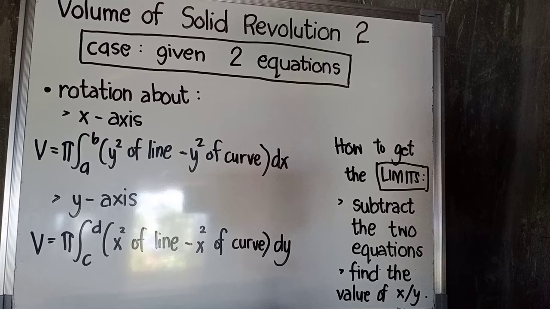So, ngayon, kapag two equations siya, ang ating formula is, pag rotation about x-axis, y pa rin yung ating i-express as y squared. So, y pa rin siya. Kaya lang, ang nagbago ay magkakaroon na tayo dito ng subtraction. Mauna yung y squared of the line minus y squared of the curve. So, kailangan pa rin nating i-express pareho yung equation na mapupunta sa isang side lamang si y, then i-square natin.